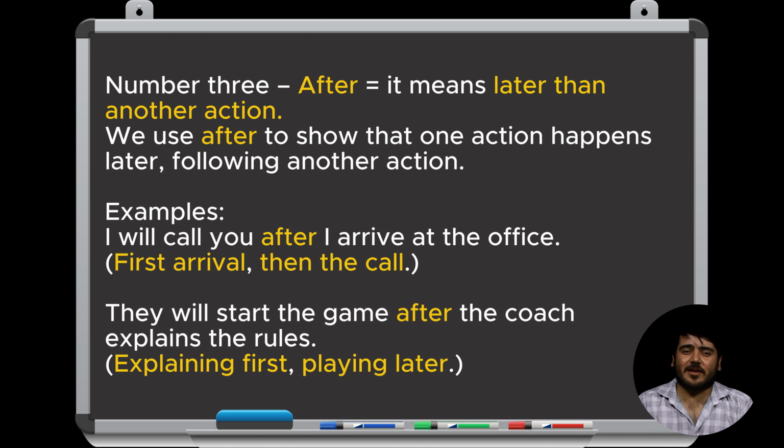Number 3, after. It means later than another action. We use after to show that one action happens later, following another action. Examples: I'll call you after I arrive at the office. First arrival, then the call. They'll start the game after the coach explains the rules. Explaining first, playing later.